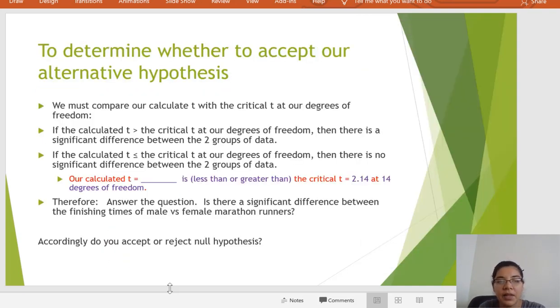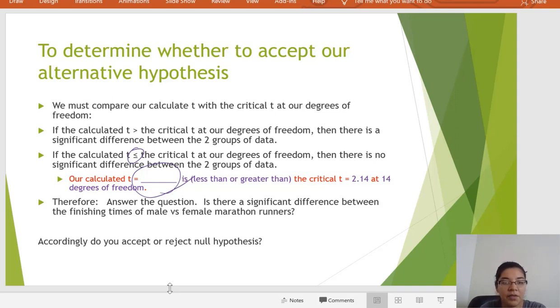So how do we compare it? If t-calculated is greater than the critical t, then there is a significant difference. Okay, if t-calculated is less than or equal, this is what I'm looking at here, less than or equal to the critical t at our degrees of freedom of 14, there is no significant difference between two groups of data. So I have it here so you could fill in your t-calculated and let me know if it's less than or greater than. Accordingly, you will either accept your null hypothesis, or reject your null hypothesis.